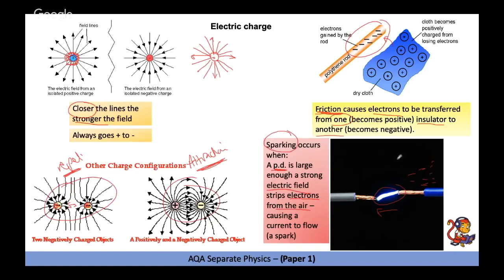There is a large PD, potential difference. They're going to want to flow from one side over to the other, causing electrons to be stripped from those air molecules, causing a spark.